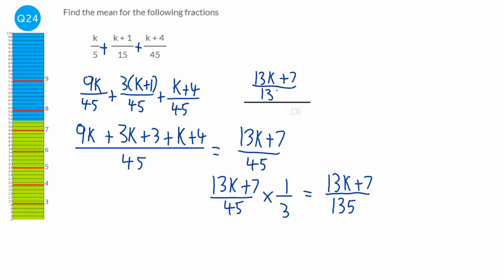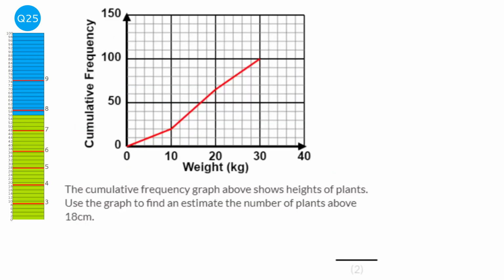So our answer is 13k plus 7 over 135. So we draw a line up from 18. Should be this one here. Then we draw a line across. Now to me that is just above 55, so it would be kind of 56, maybe 57, somewhere around there. Let's say it's 56. But let's just draw that a bit further out so we can see it. So we're saying this is 56.